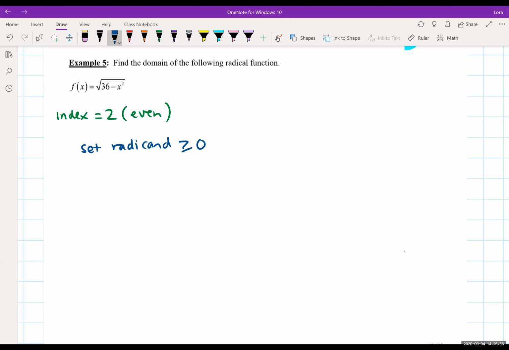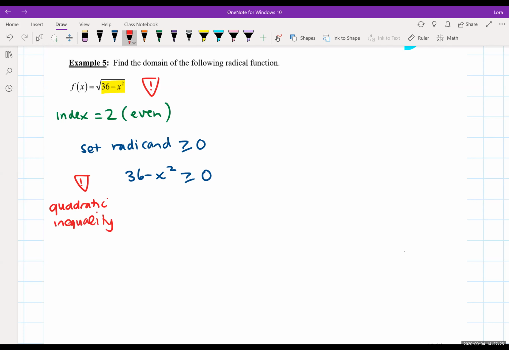So in our case, the radicand is 36 minus x squared. So 36 minus x squared greater than or equal to 0. And I'd also like to point out, just to interpret this inequality that you're going to be solving, it is not a linear inequality. We actually have ourselves a quadratic inequality.